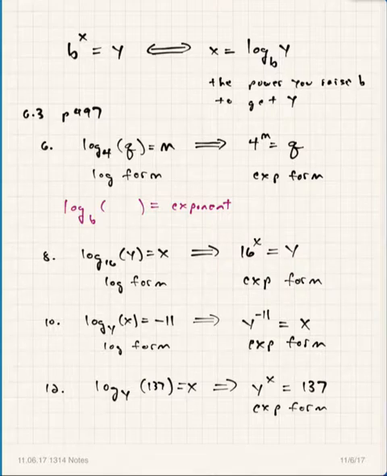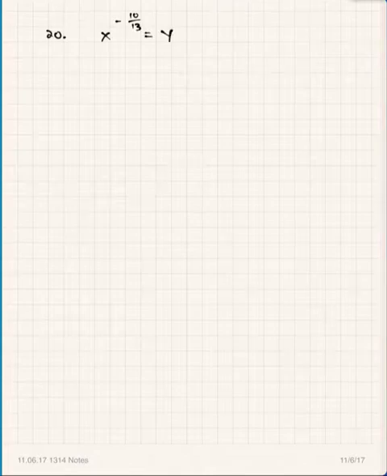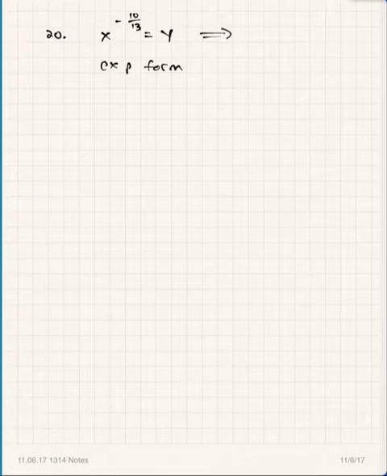All right, now let's go back in the other direction again a little bit. So this is problem number 20. So problem number 20, we start with an exponential expression. So this is x to the negative 10/13 power equals y. So that now we're starting with an exponential form, and we want to write this in the corresponding logarithm form. So we're going in the opposite direction when we're converting here.